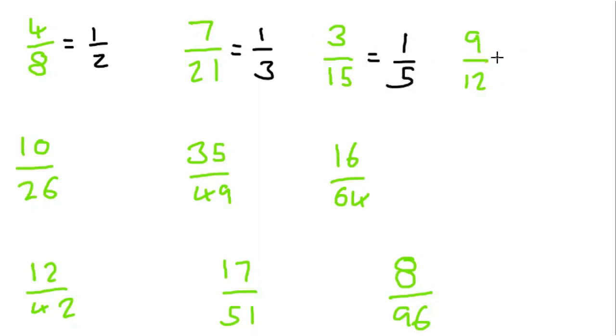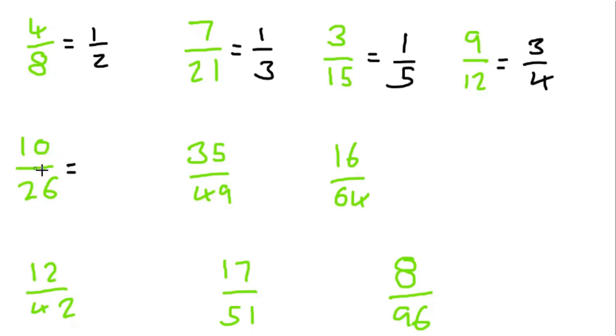Then here, 9 and 12, we're looking for the biggest number that both of these are multiples of, or the biggest number that's a factor of both of these, is another way of saying that. And that turns out to be 3, because the only factors of 9 are 1, 3 and 9. 9 is not a factor of 12, so it must be 3. So dividing both by 3, we get 3 over 4. That can't be simplified further.